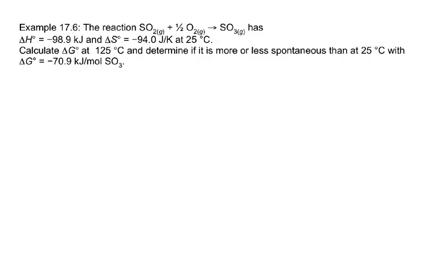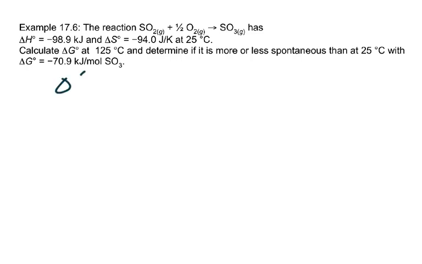So let's work through some problems. We have a reaction, sulfur dioxide plus 1/2 oxygen goes to sulfur trioxide. We have a delta H of negative 98.9 kilojoules, delta S naught of negative 94 joules per Kelvin at 25 degrees Celsius. Calculate delta G at 125 degrees Celsius and determine if it is more or less spontaneous than at 25 degrees Celsius, when delta G is negative 70.9 kilojoules per mole of sulfur trioxide.